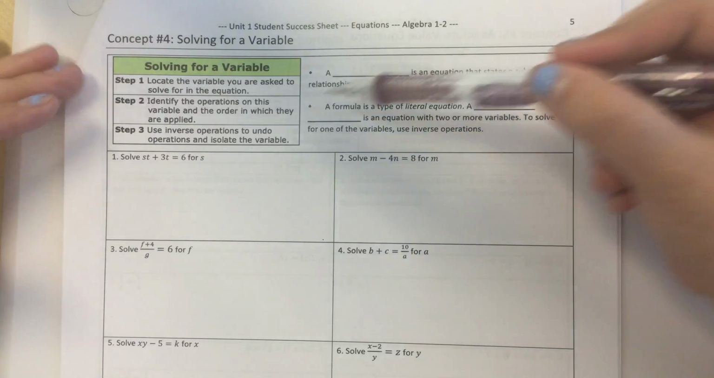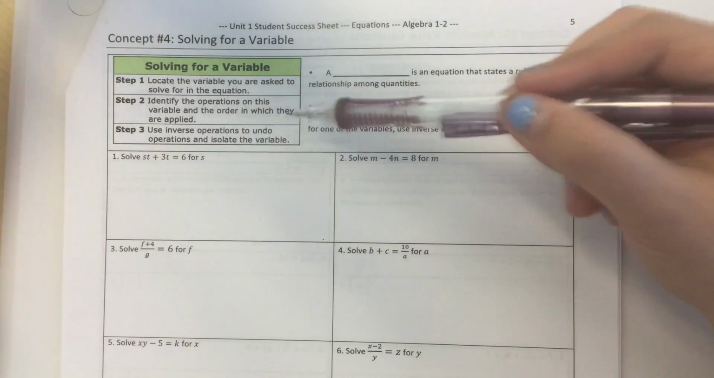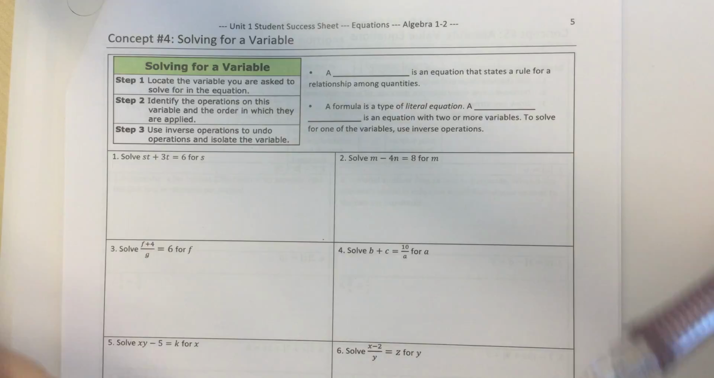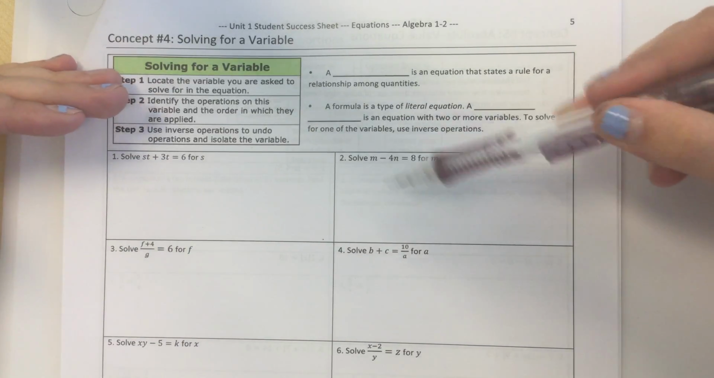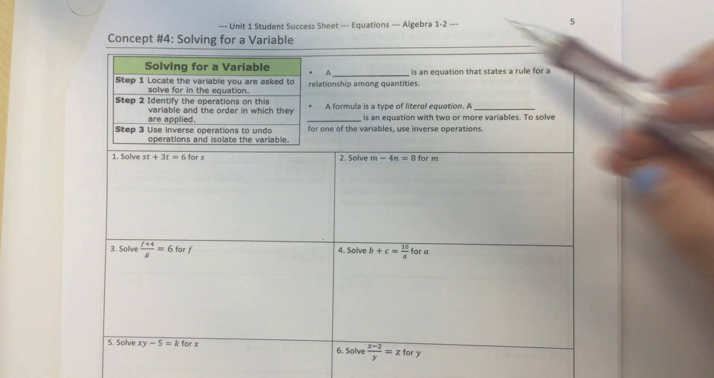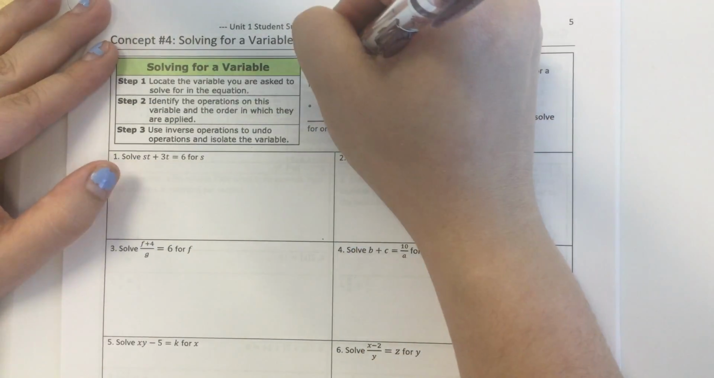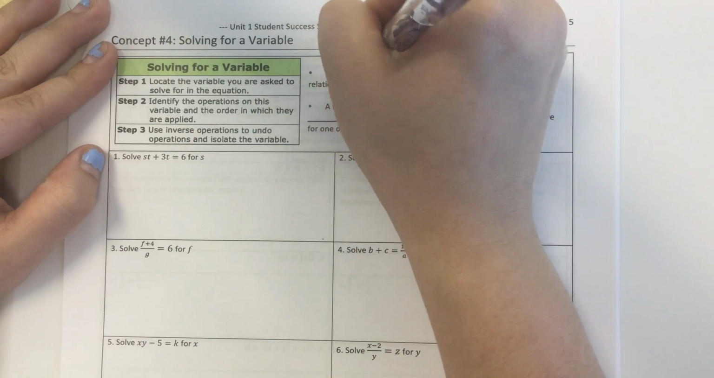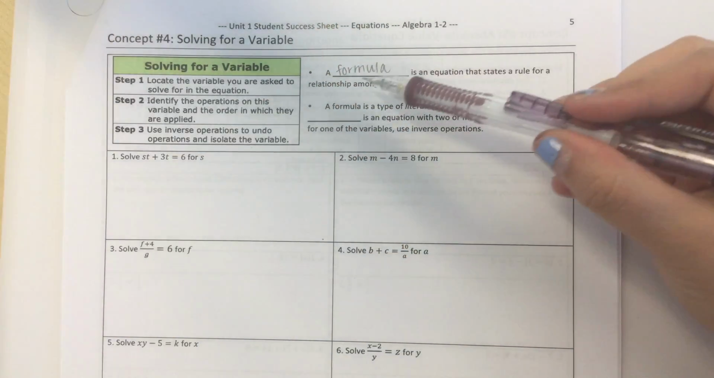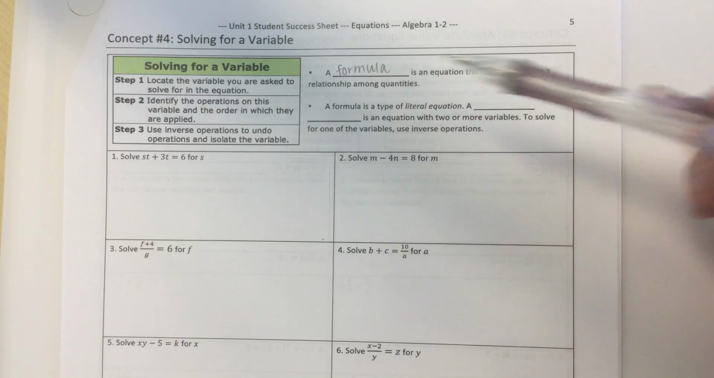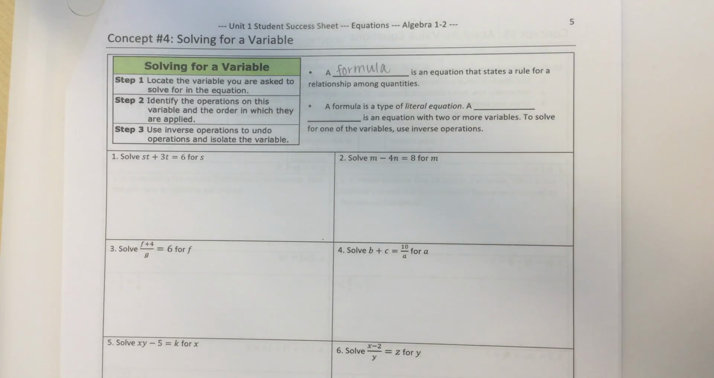So first of all, before we can start solving for variables, we need to understand a couple different types of equations you will be given in order to solve for some variables. One of them is a formula. A formula is an equation that states a rule for a relationship among quantities. It's a rule, like distance equals rate times time, stuff like that.